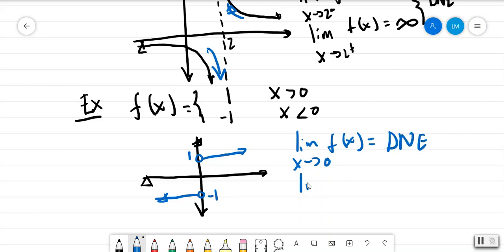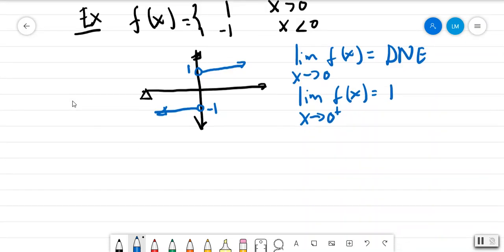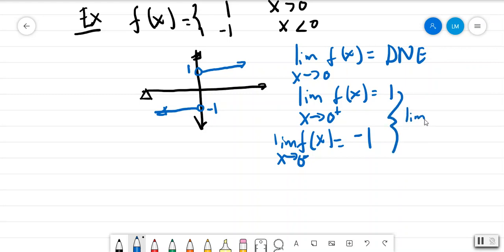Mostly because as you look at x from the right side, f of x is equal to 1. But if you look at the limit as x approaches 0 from the left side, you get -1. So in this case, both of these tell you that the limit as x approaches 0 for f of x does not exist. So more or less it's the exact same process. If there's a jump, you automatically know it does not exist.